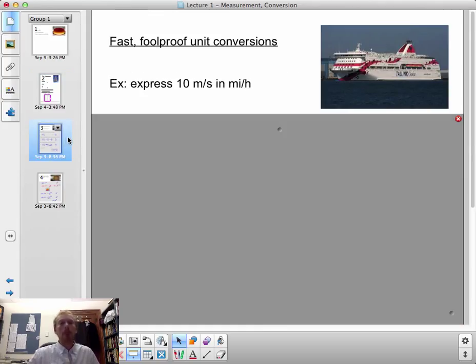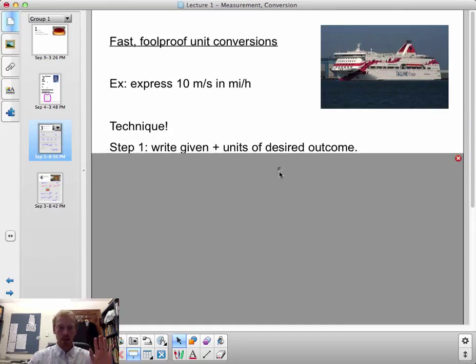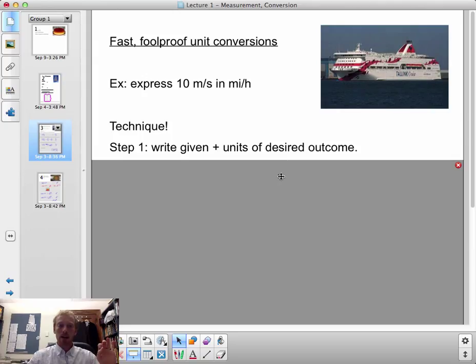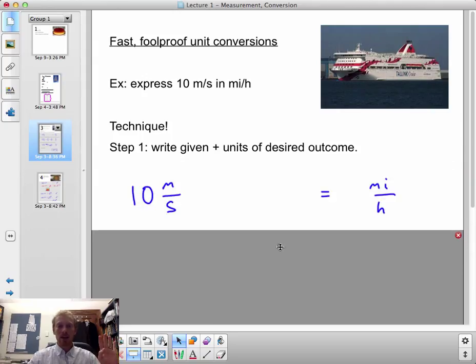So learn those. Okay. In this slide, I'd like to talk about a pretty good technique for doing unit conversions. If our task, for example, is to express 10 meters per second in miles per hour, here's the technique. Step 1. Write the given and the units of the desired outcome. So in this case, our given is 10 meters per second. And we're going to fill some stuff in here, and we're going to get a number of miles per hour. That's step 1.